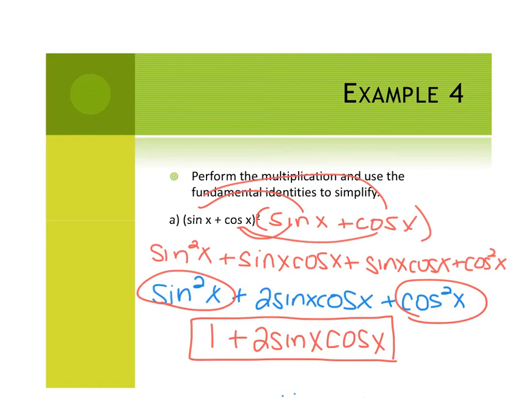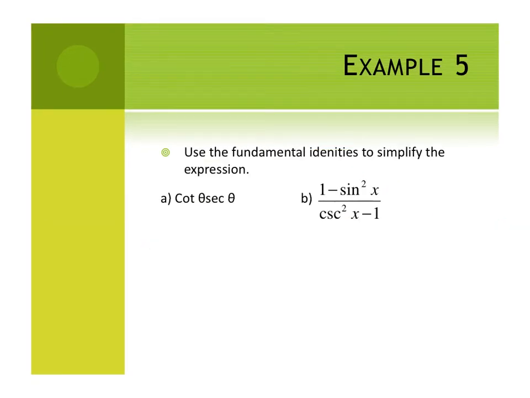And again, your answer could have been 1 plus 2 cosine x sine x, same answer, or 2 sine x cosine x plus 1, 2 cosine x sine x plus 1. Order there doesn't matter. Okay. Questions on that one? So kind of told you what to do, but at some point it's just going to say simplify. And you've got to figure out what you're supposed to do each time. All right. Example 5. Use, again, this is like where the directions will just come into play. Use fundamental identities to simplify the expressions.